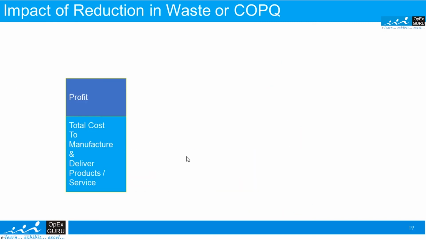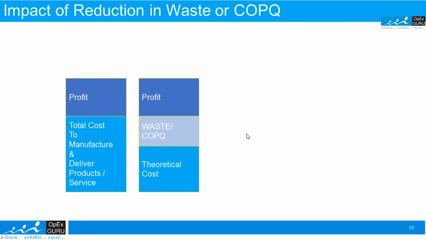Let us understand the impact of reduction of waste or cost of poor quality in a Six Sigma scenario. Here what we are showing is the total cost to manufacture or deliver a product or service, and here is your profit. Typically, the cost to manufacture or deliver a product or service can be bifurcated into two parts. One we call the theoretical cost and the second we call waste or cost of poor quality, and this is your profit.